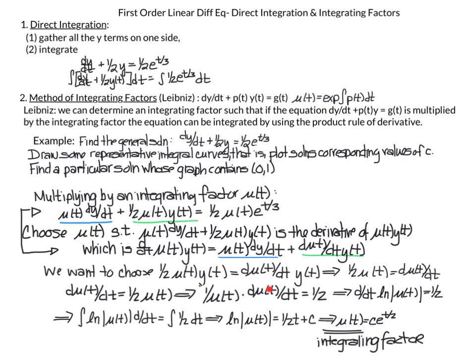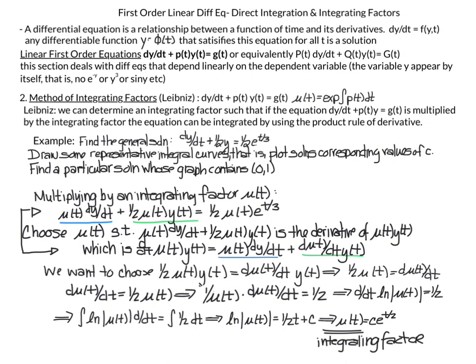So now what you see is I have d mu of t over mu of t, which is the same thing as the derivative of natural log of mu of t, and that's equal to 1/2. So when I integrate both sides of the equation, I get the natural log of mu of t is equal to 1/2 t plus c, which means that mu of t is equal to c times e to the t over 2. And this is my integrating factor. So I haven't solved the equation yet. All I've done so far is find the integrating factor.